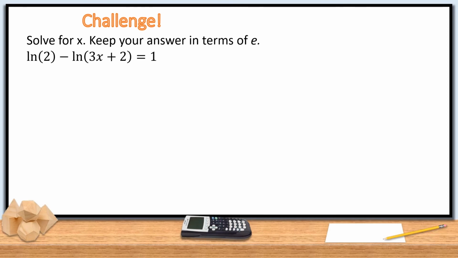All right, here's a little challenge for you. Solve for the value of x, but keep your answer in terms of e. So that means don't put it in your calculator and evaluate it. Keep it in e format, because remember, e is an irrational number. So if we evaluate it out, we're going to get decimals. So keep it in terms of e. Take a shot at it, pause the video, come back when you're ready to see the answer.